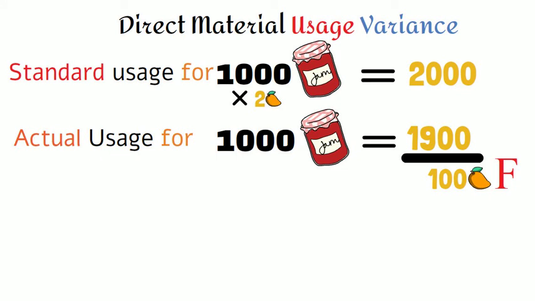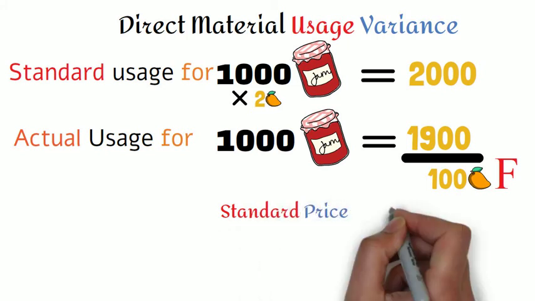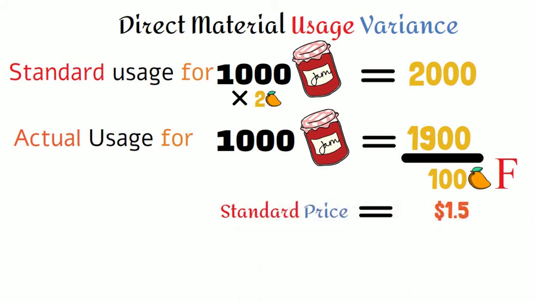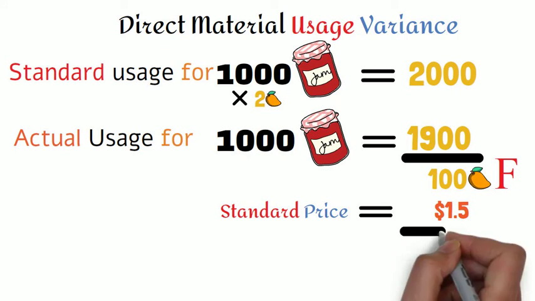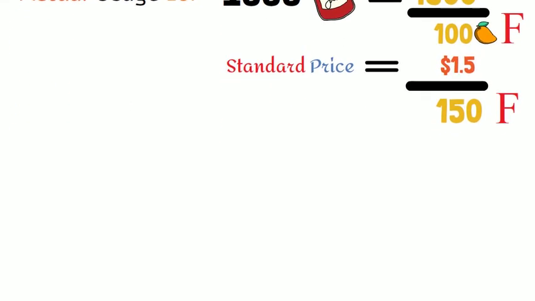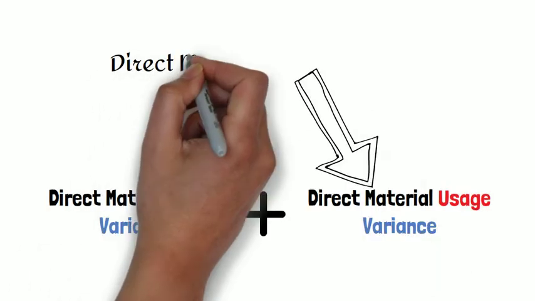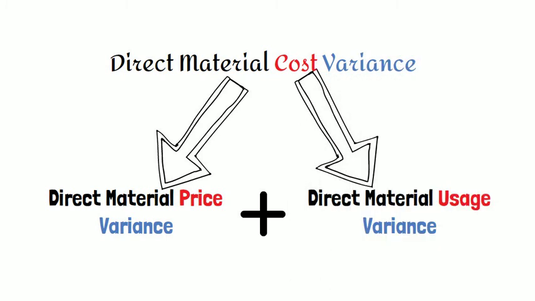As we know, we cannot keep it as 100 mangoes and we need to multiply it by the standard material price of $1.5 per mango. Therefore, the material usage variance is 100 multiplied by $1.5, that is $150 favorable. So guys, now we have calculated the direct material price variance and the direct material usage variance. As we are aware from the previous video, the sum of the direct material price variance and the direct material usage variance is equal to the direct material cost variance.